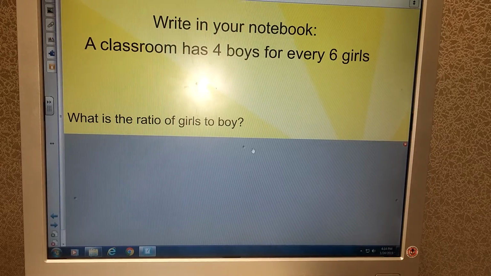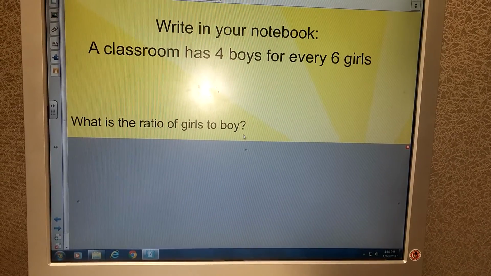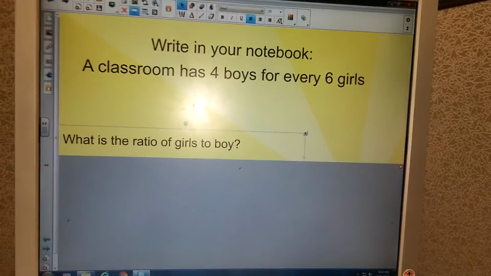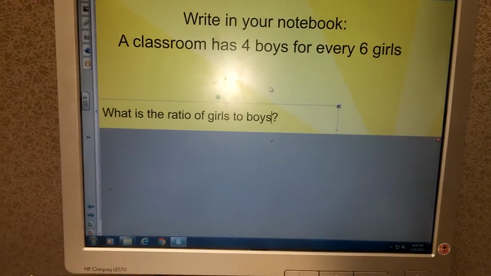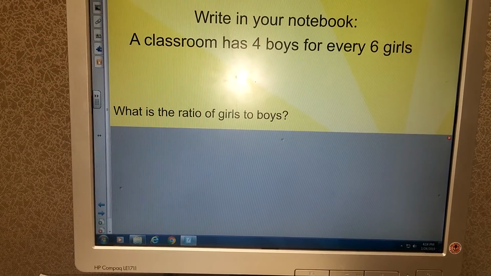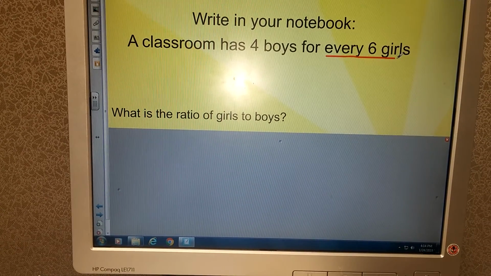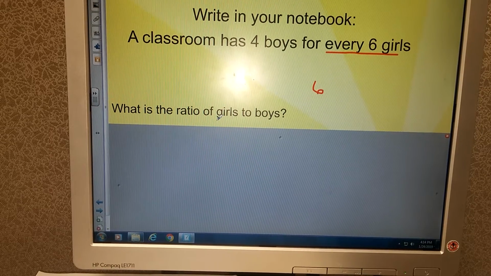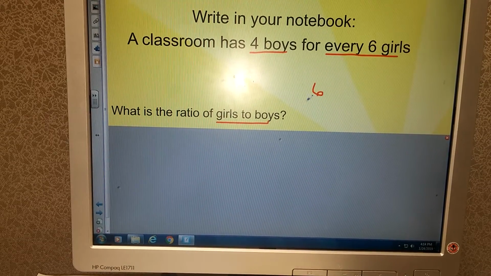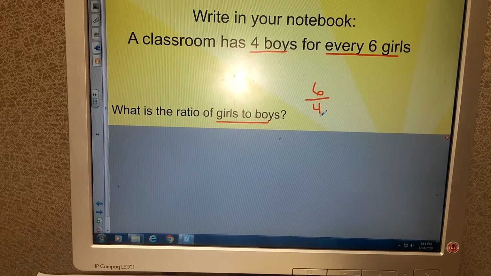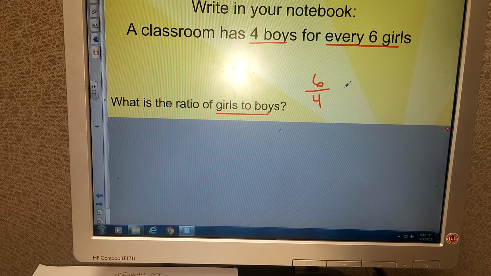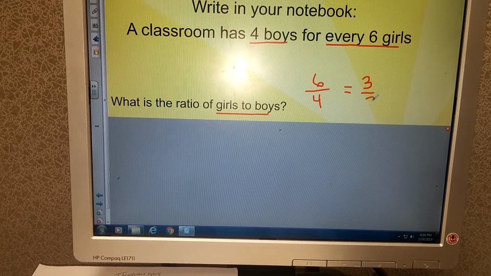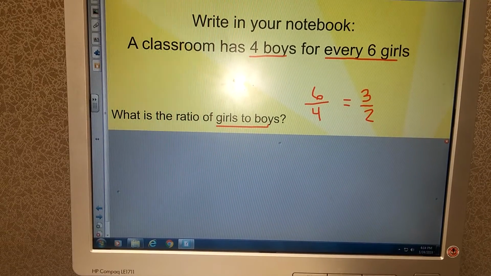Okay, looking at some questions. First question says, what is the ratio of girls to boys? Well, the first thing we should notice here is this is a part-to-part ratio. And again, the order matters, and the first thing it tells us is girls. So we just find our information right here. There are 6 girls for every 4 boys, so the ratio is 6:4. Also, you'll notice that both 6 and 4 are divisible by 2, so this can simplify to 3:2, meaning there's 3 girls for every 2 boys.